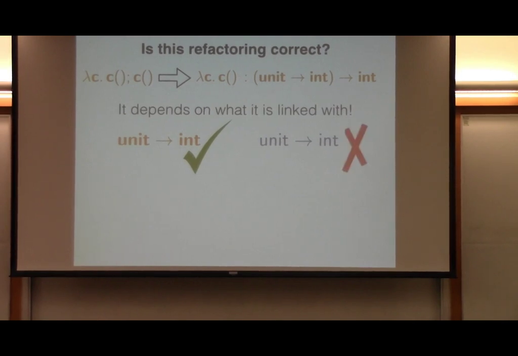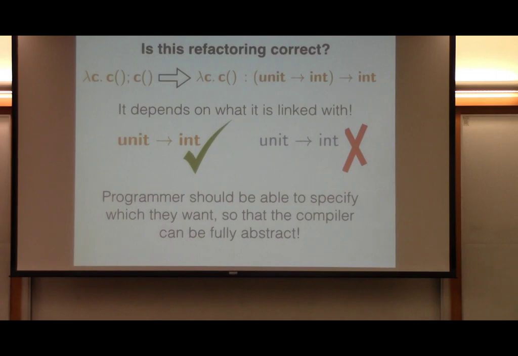So wouldn't it be nice if the programmer could specify which one they want? Because if they could specify what they want, then the compiler just has to listen to them and preserve the equivalence that they say they want.